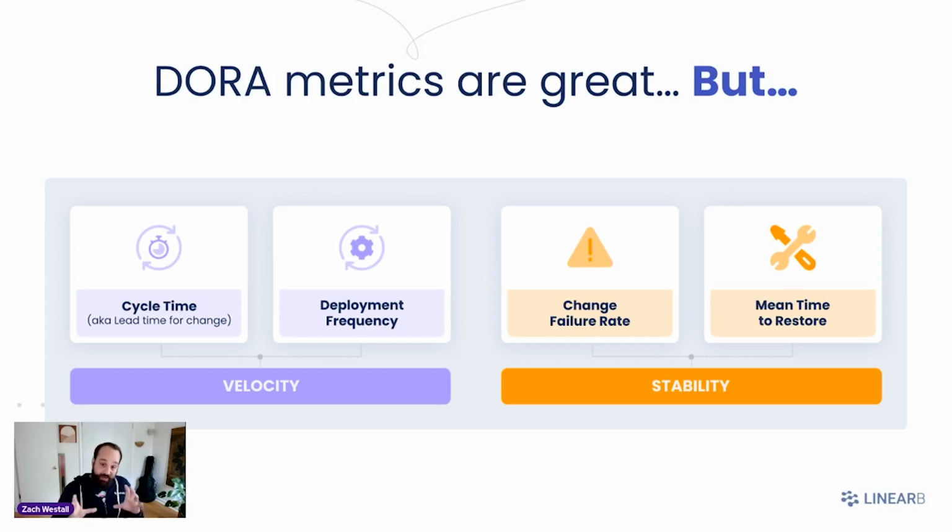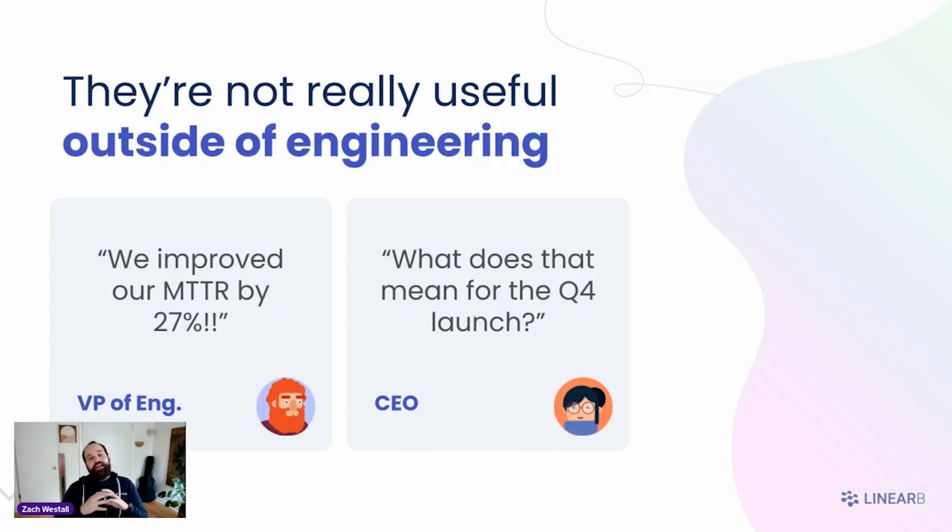So DORA metrics, measuring these 4 things are great, but, and there is a but, they're not really super useful outside of engineering. Now that's changing a little bit, but by and large, when the VP of engineering comes to the CEO and says, hey, we improved our mean time to restore by 27%. That's a great number. Well done, VP of engineering. Your team is doing fantastic. They are able to respond to problems much faster.